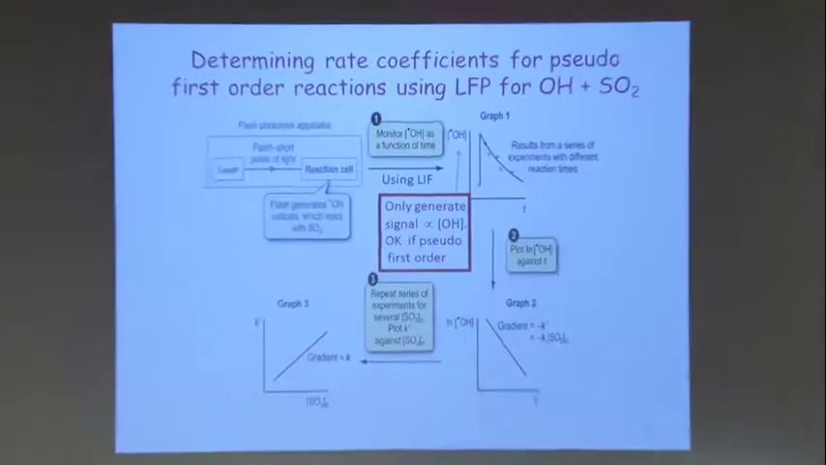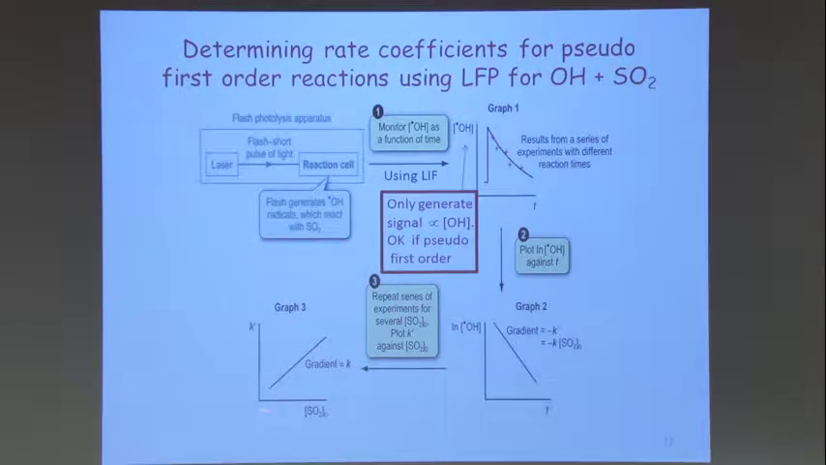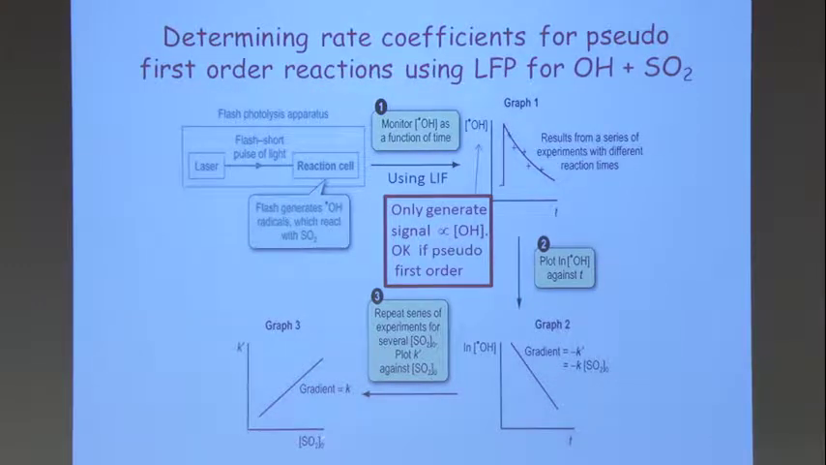So I run multiple experiments, each with different concentrations of my co-reactant. This is for OH plus SO2. And the time constant gets shorter, which means the K gets faster as you increase SO2. And then the slope of this line is the actual rate coefficient that I wanted. So this is like K prime, which is a product of K times SO2. The slope of this is just K. And then I can do this at many different temperatures and I get an Arrhenius plot, and I'm done.